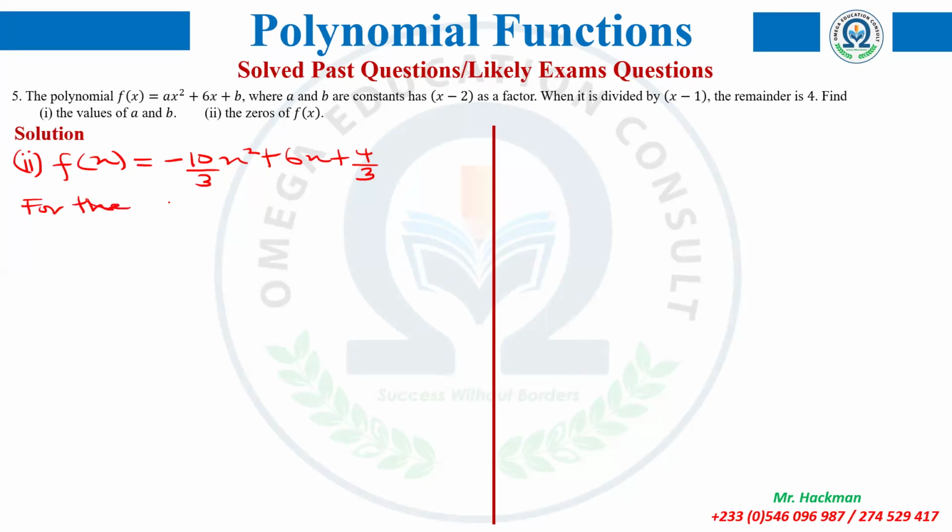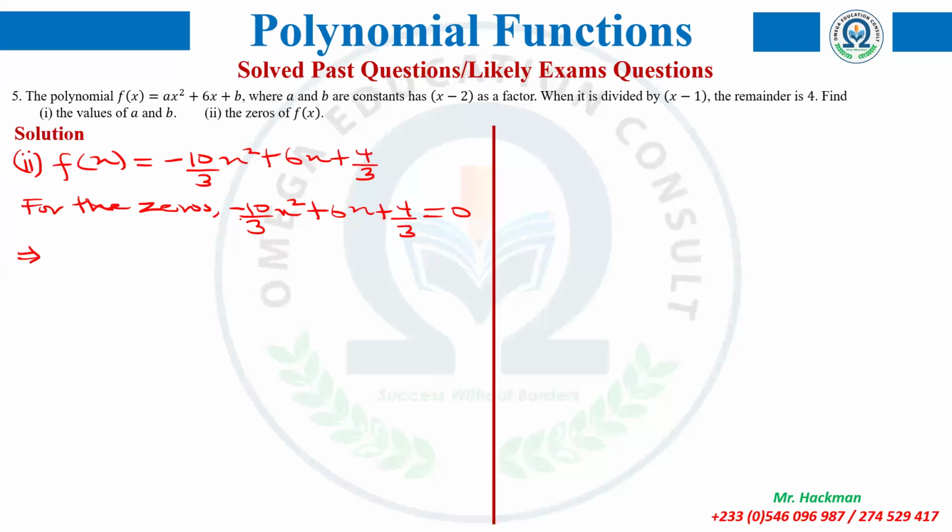Okay, so for the zeros, your f of x should be equal to 0, and this is your f of x. So minus 10 over 3 x squared, plus 6x, plus 4 on 3 should be equal to 0. So this implies that now, we need to clear the fraction. The equation is not that pretty. So you can multiply through by the LCM, which will be 3.